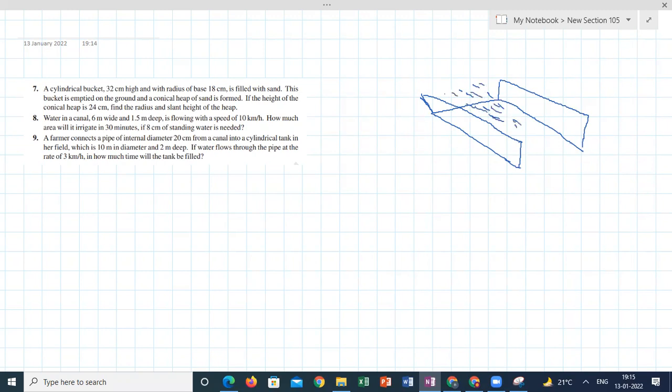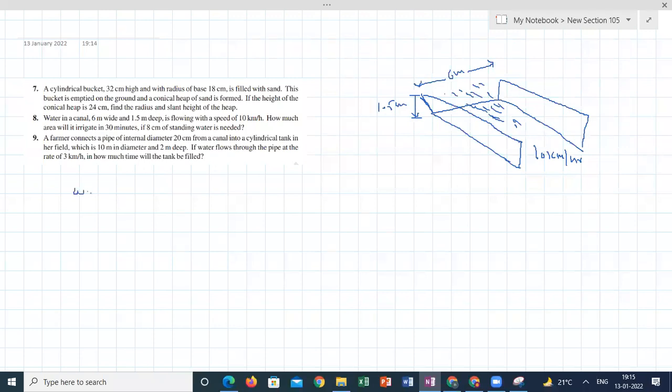Water is flowing like this, and it's saying 6 meter wide. This is 6 meter wide and 1.5 meter depth. It is the depth of the canal, and the water is moving with a speed of 10 km/h. In 1 hour, the water will flow 10 km. How much area will it irrigate in 30 minutes? If the water is flowing for 30 minutes, it will move 5 kilometers, so 500 meters it will travel.